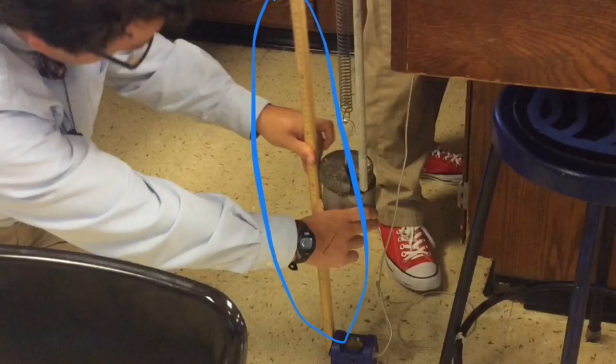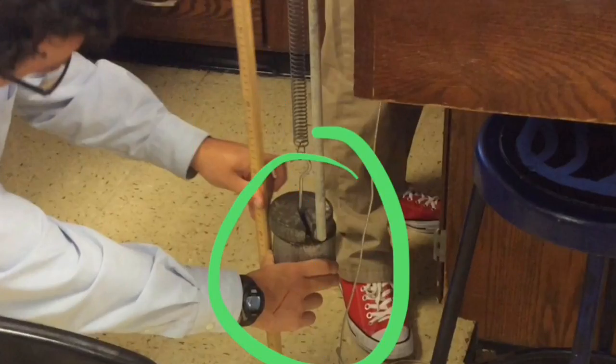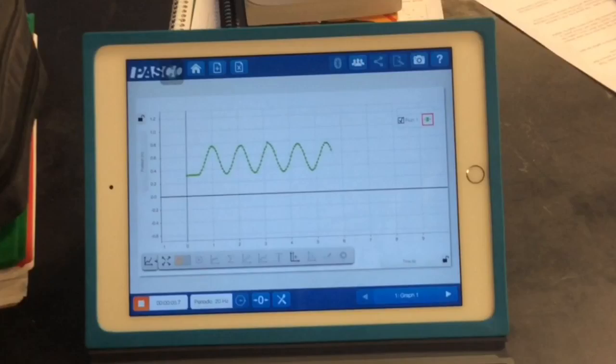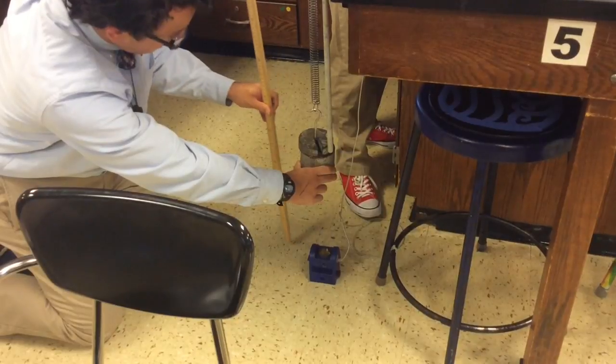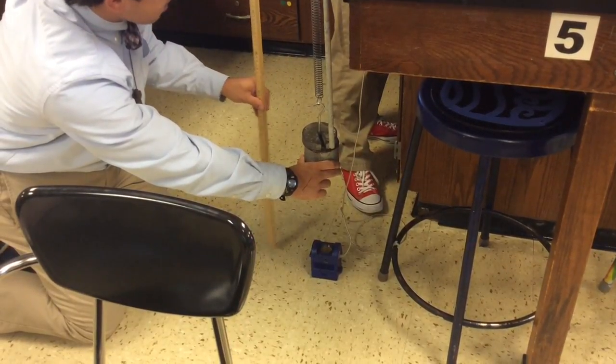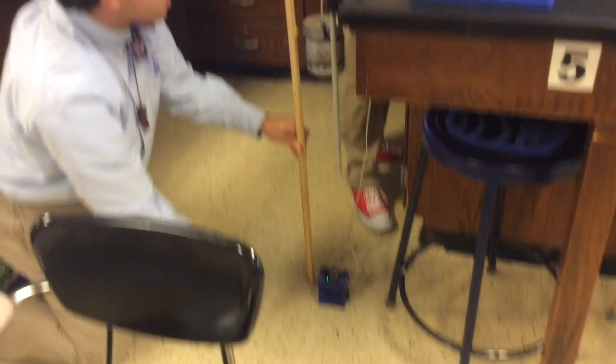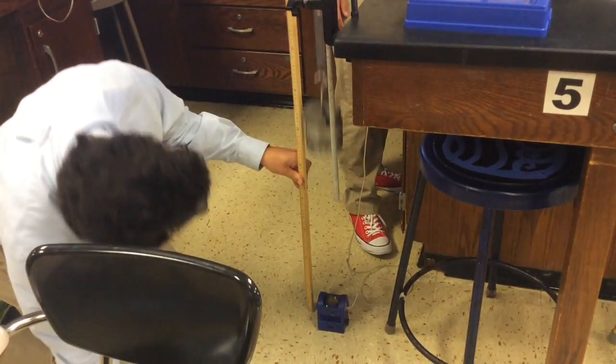For this lab, we used a meter stick, several masses, and a motion sensor, which we used to generate position graphs on SparkView. For this lab, we put several masses at the end of a spring and stretched the spring away from its equilibrium position to study its oscillations.